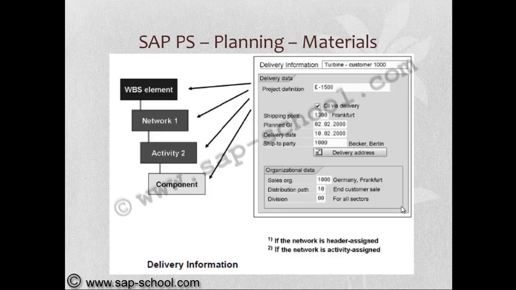So here we can see the delivery information of a network activity component. The delivery information like project definition, via delivery is shipping, which is a shipping point, planned goods issue, delivery date, ship-to party, and the delivery address. This information can be taken from upper if it is not maintained at the component level.